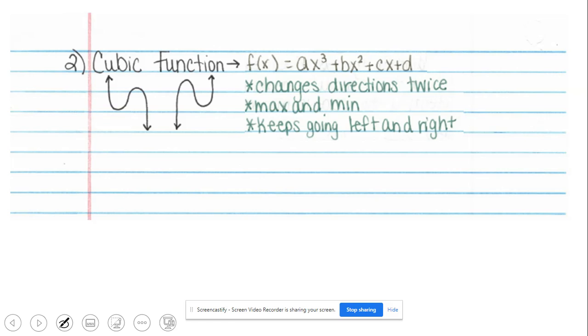So on the one on the left, it goes down, up, and then down. There are maximum and minimum points. And in a cubic function, it keeps going left and it keeps going right. The first graph on the left would have a positive a value. And the second graph on the right would have a negative a value. So just like in a quadratic, that first coefficient, or number out front, controls how the graph is shaped.